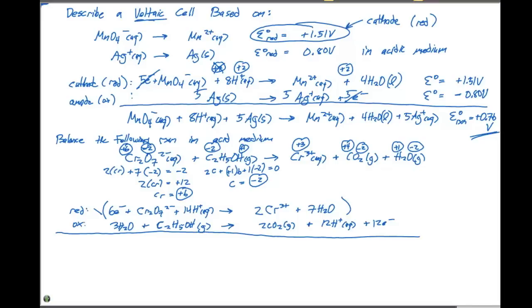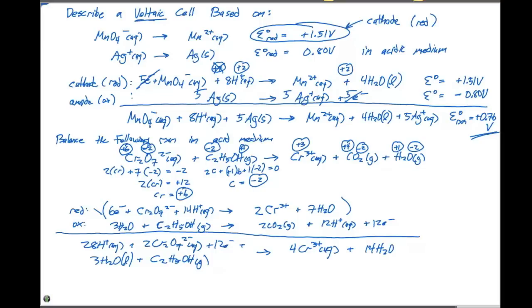We're going to have, if we multiply all this out, 28 H+ in aqueous solution plus 2 Cr2O7 2- ions in solution plus 12 electrons plus 3 waters plus C2H5OH as a gas. This is going to give us 4 Cr3+ plus 14 waters plus 2 CO2s plus 12 H+ plus 12 electrons. In this case, the 12 electrons cancel out.